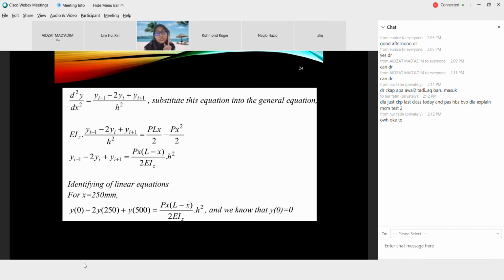After that, produce your matrix. Okay, so for this example, matrix only 3 by 3. Okay, make sure that your diagonal is same. So for this one, diagonal is -2. Okay, diagonal. After that, you solve for y unknown condition. So y at the 250, y at 500, and then y at 750.